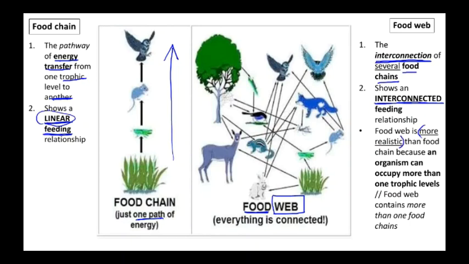Why? Because organisms can occupy more than one trophic level. A food web contains many food chains. We don't just consume one type of food, we consume many different types of food, and that makes us be in different food chains, and that's why food web is more true in the real world.